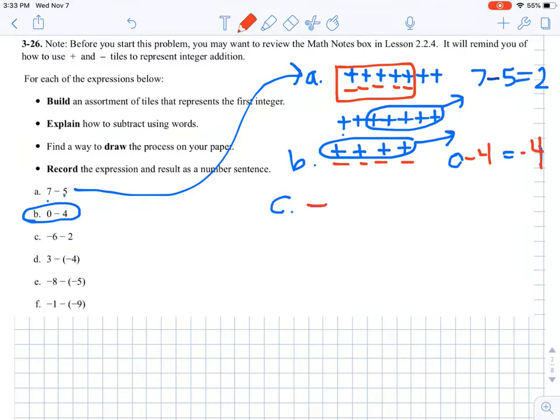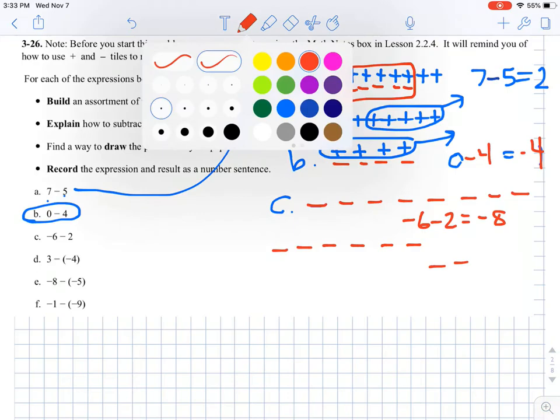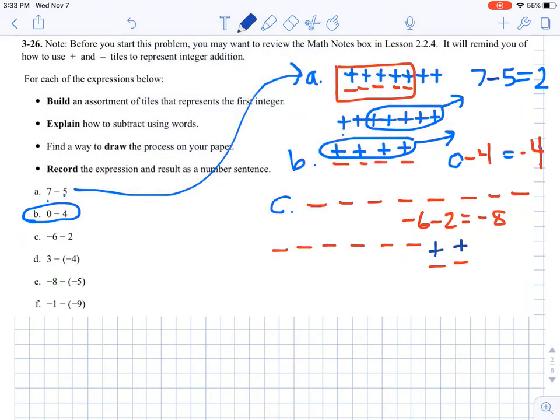Okay, for C, I have 6, 1, 2, 3, 4, 5, 6 negative, and 2 negative. So 6 and 2 negative is 8 negative. So negative 6 minus 2 is equal to negative 8. You could also do 6, 1, 2, 3, 4, 5, 6. And then I could create 2 zeros. If I take away 2 positives, I still get negative 8.